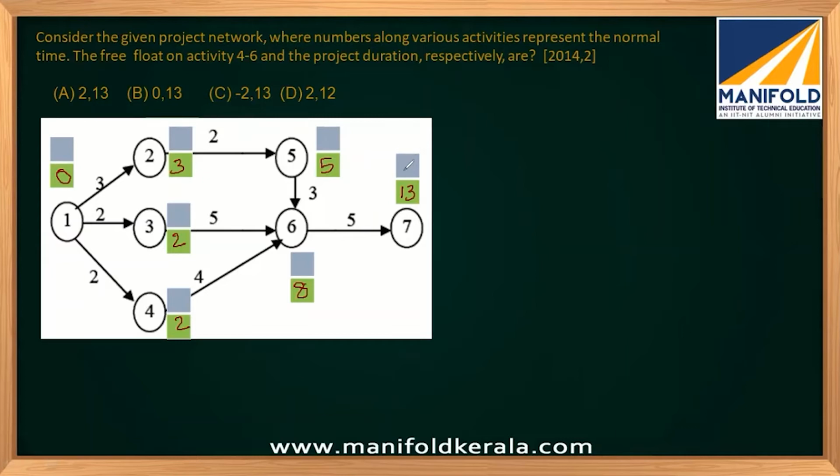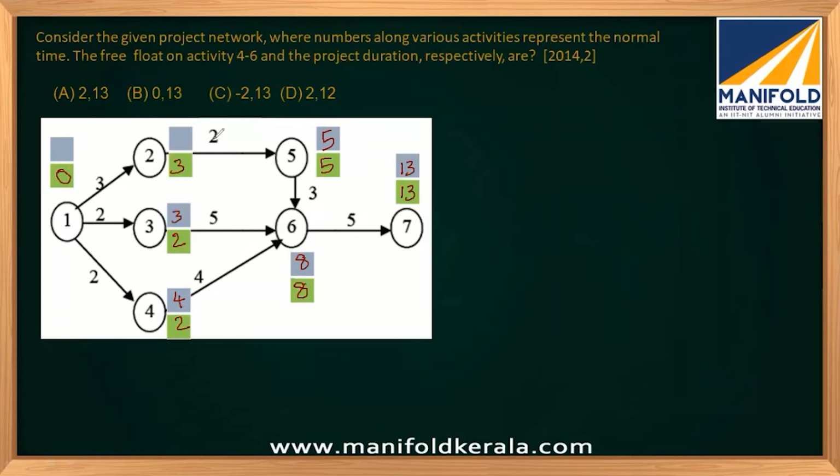Okay. Now we will do the backward pass. Now this is 13. So 13 minus 5 will be 8 here. 8 minus 3 will be 5 here. 8 minus 4 will be 4 here. Now 8 minus 5 will be 3 here.